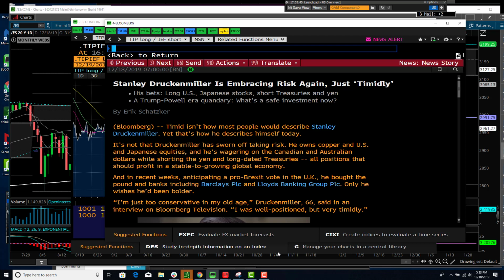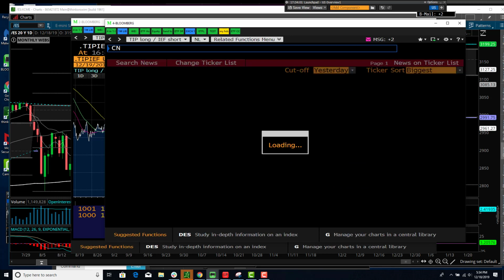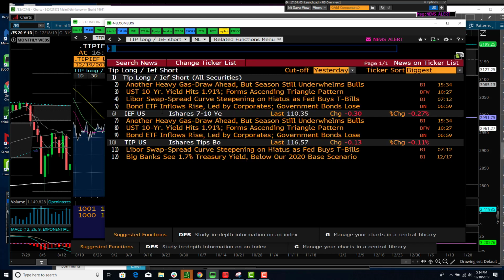His bets: long U.S. and Japanese stocks. He's short treasuries, which goes into that theme, and short the yen. He also mentioned that he got long copper. This is coming out piecemeal, the way they put this article out. Sorry, I thought I had the article up, but it looks like I don't.